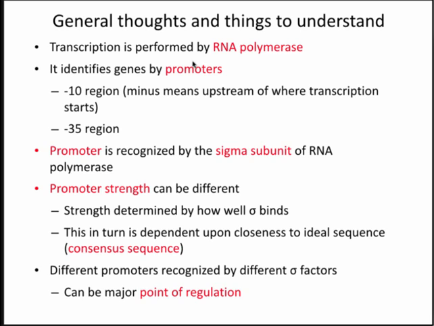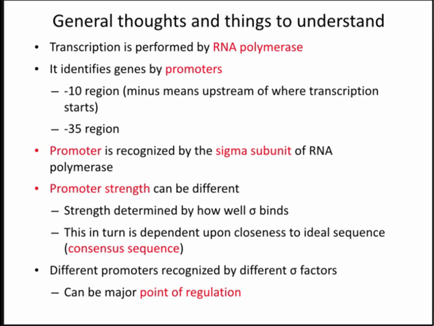So some general thoughts and things to consider. Transcription is performed by RNA polymerase. This is probably one of the more conserved enzymes in nature. It identifies genes by promoters. In bacteria, there's a -10 region and a -35 region, and the -10 means it's upstream 10 base pairs from where transcription starts. The promoter is recognized by a sigma subunit of RNA polymerase.